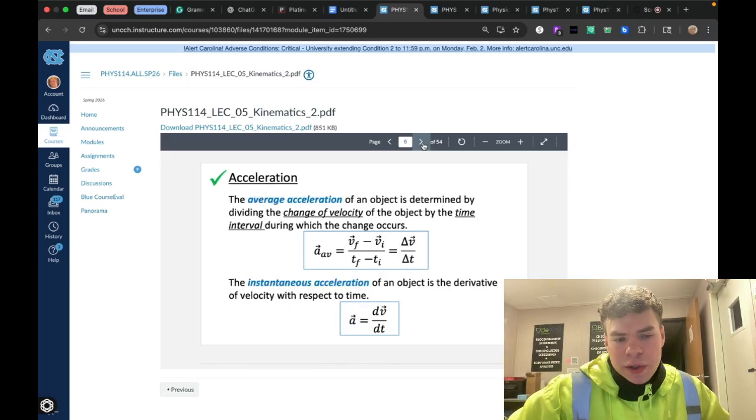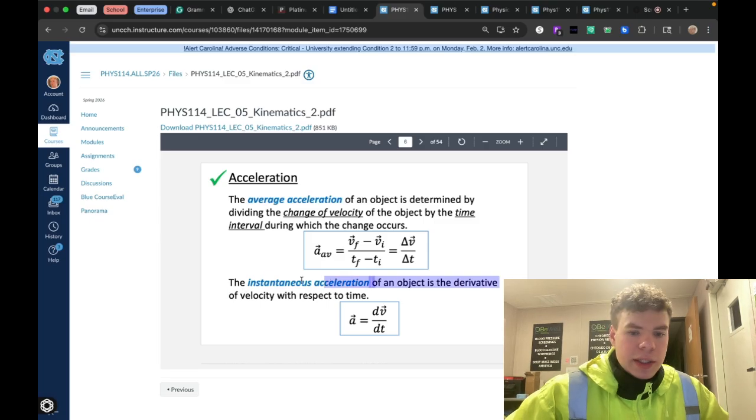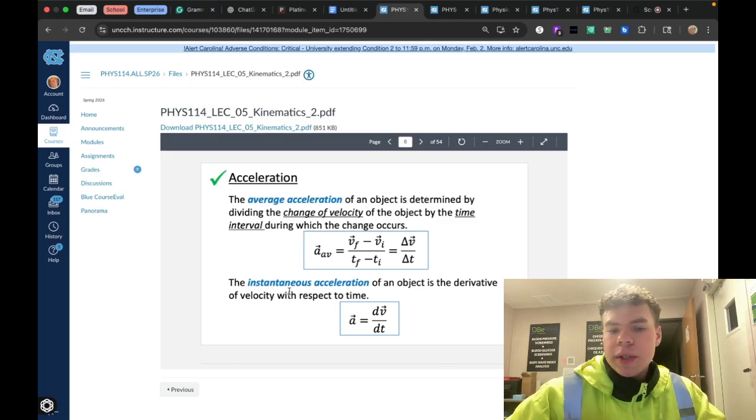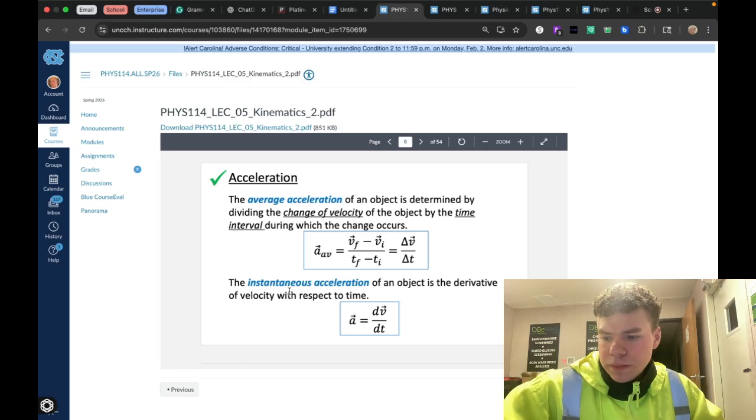So acceleration. What is acceleration? The average acceleration of an object is determined by dividing the change of velocity of the object by the time interval during which the change occurs. So average acceleration is change in velocity divided by change in time. Cool, that makes sense. An instantaneous acceleration is just taking the slope. As I talked about in the last video, the derivative of the position graph will tell you the velocity, and the derivative of the velocity will tell you the acceleration. So that's a formula to write down.